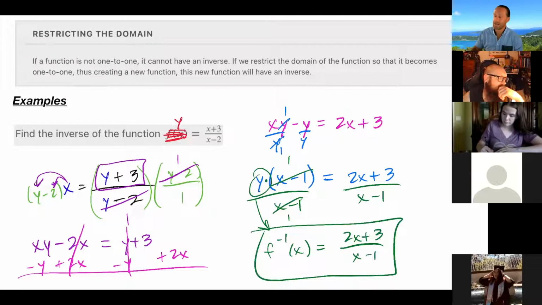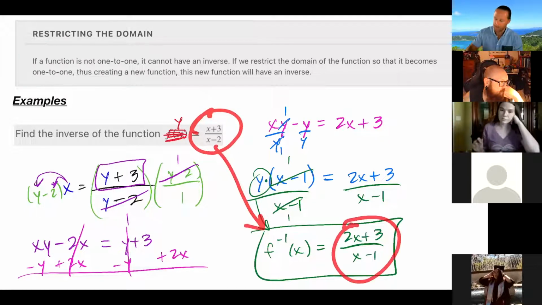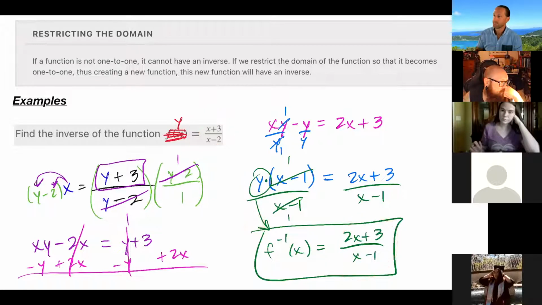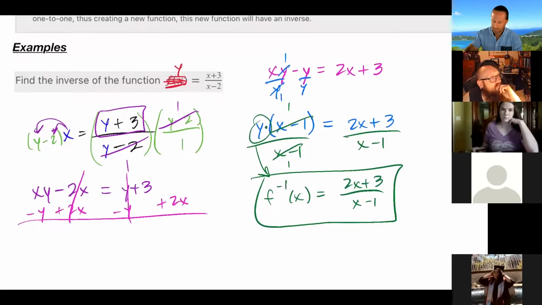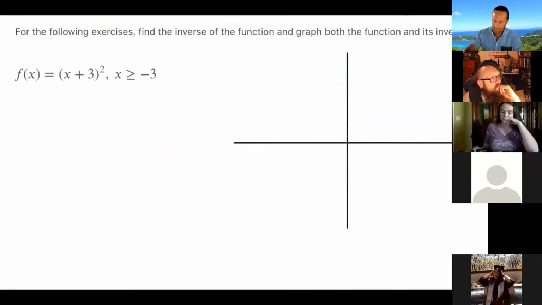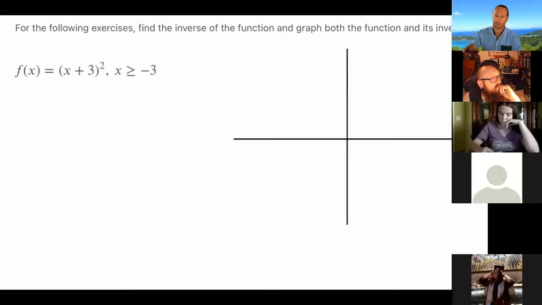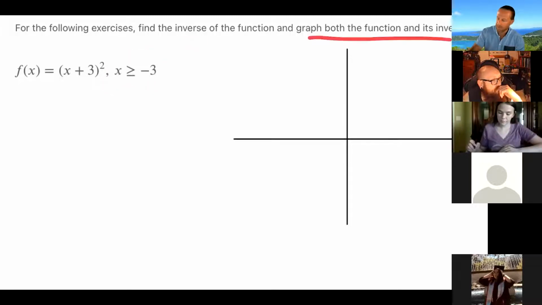And it makes sense that I had a rational function and its inverse is also a rational function. Everybody good with that? Nothing really new there. Hopefully you feel comfortable with it. That's the nice thing. So the last thing I wanted to make sure that you remember is if I had something squared or cubed, and notice they do have a stipulation on it. So I want you to find the inverse and graph both.